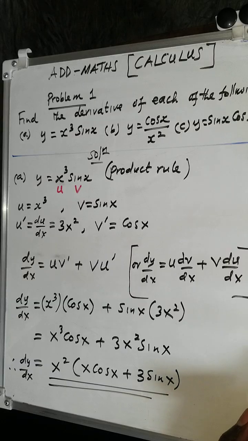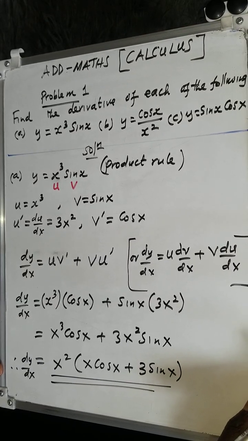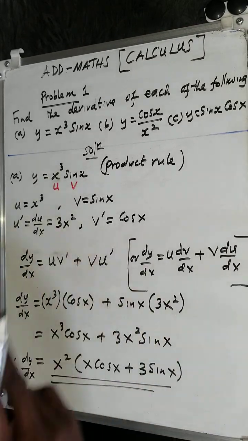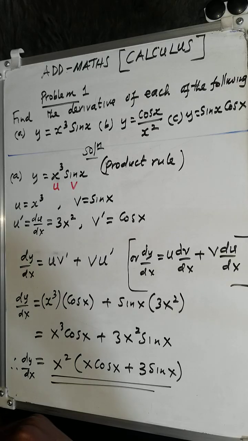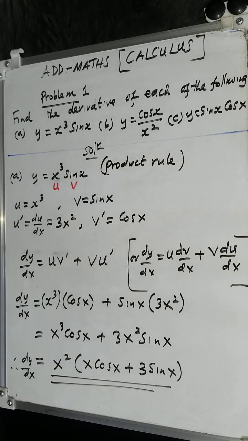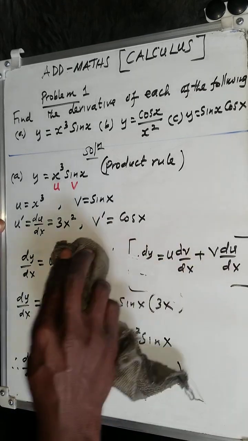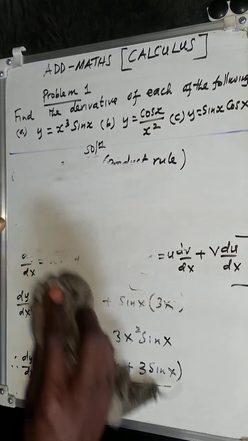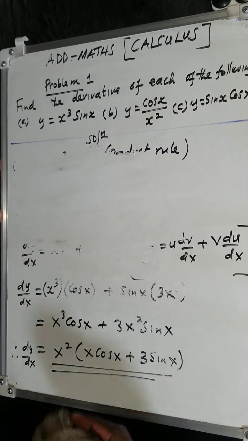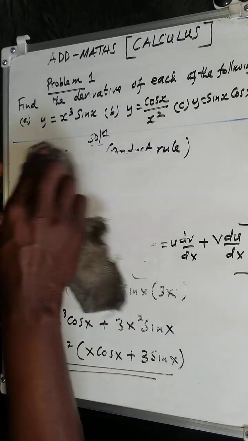So when you find it like that, you simply treat it as a product rule. It's like you're multiplying, so use the product rule to do that. All right, let's look at the b part and see how we can go about that.